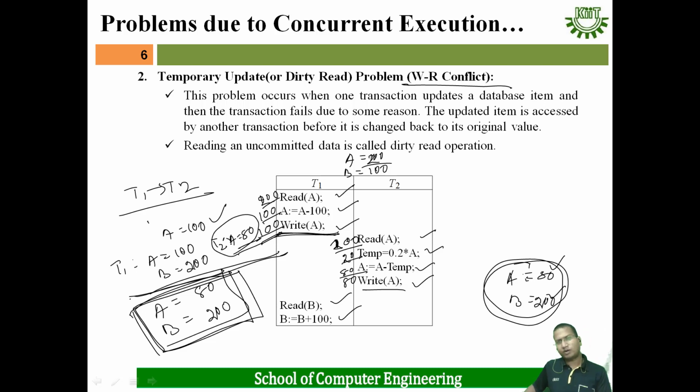Then what problem arises here? We will see here. Suppose when transaction T1 is getting executed, at that moment suppose a failure happens.